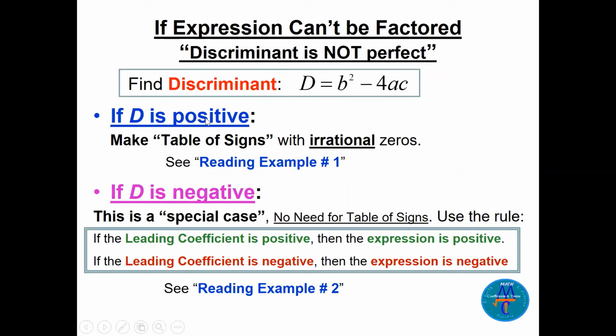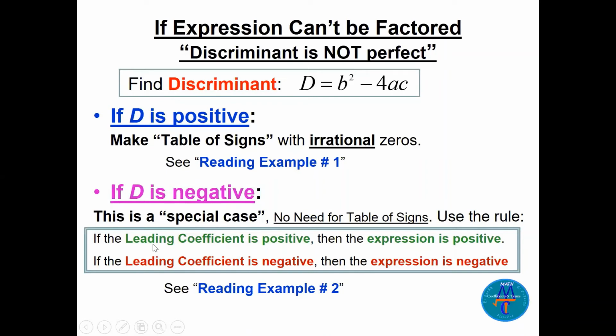So if discriminant is positive, you make table of signs. But the zeros are irrational, not easy numbers. Maybe you need a calculator. See reading example number 1. Only for reading, I will show you after a minute. If discriminant is negative, it's like -7, -10, -12, -50. This is a special case. We will see also reading example 2, then I will explain it.